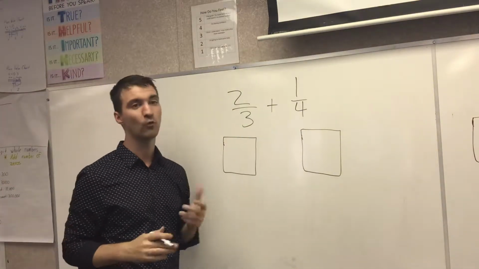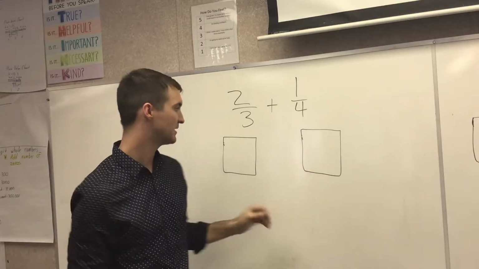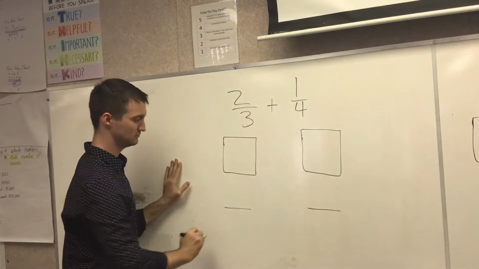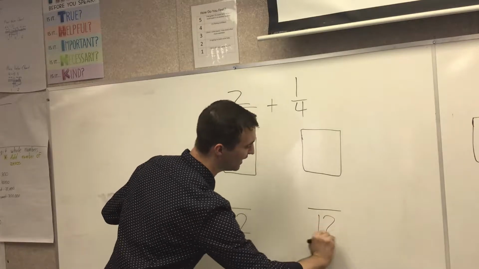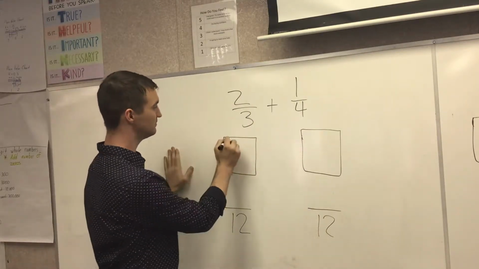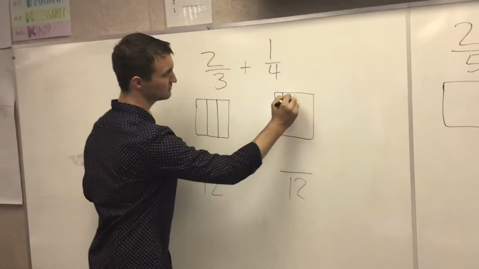Now 3 can't go into 4, so what we can do is multiply them by each other to find a common denominator. And so when I multiply them, guys, what is my common denominator? When you multiply them, it would equal 12. 12. Very good. Now, I'm going to go ahead and draw out 2/3 and 1/4 here. So I'm going to divide this up into thirds real quick, and I'm going to make this one into fourths.